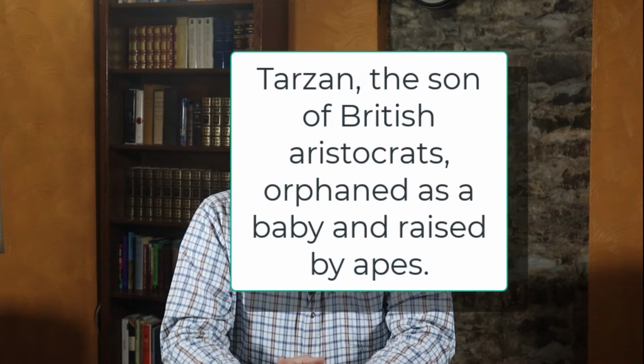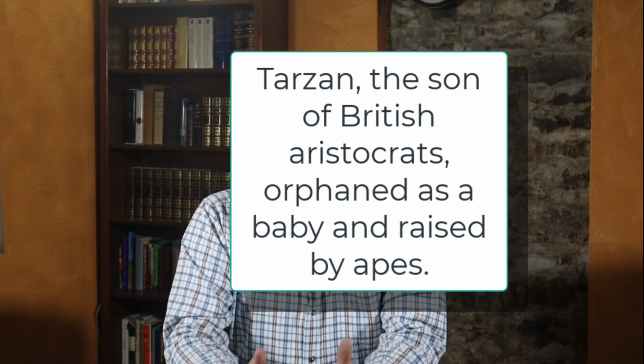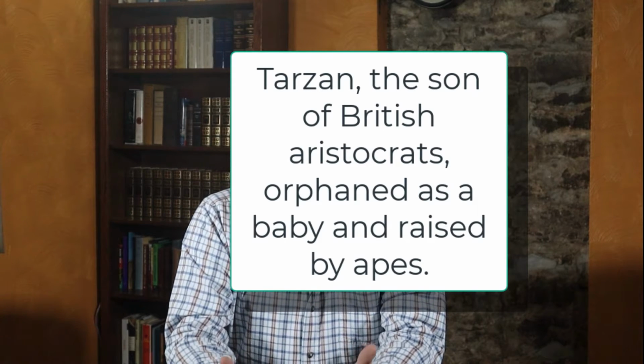Try this one on. Tarzan, the son of British aristocrats, orphaned as a baby and raised by apes. That's not all that short, but it is a fragment because there aren't any verbs that directly show what Tarzan did. Both of the verbs there, orphaned and raised, are what we call participles, and they help to describe Tarzan. It would be easy to fix this one. We could add a verb to this fragment.